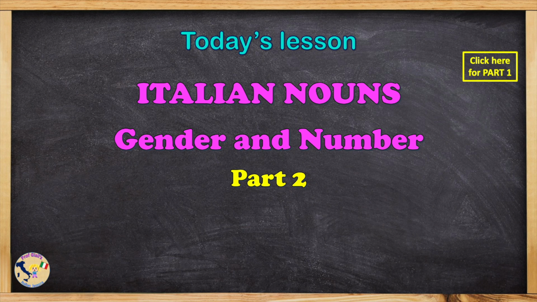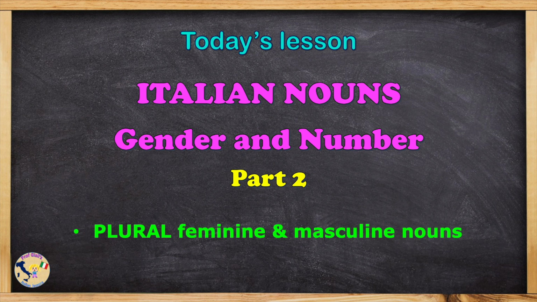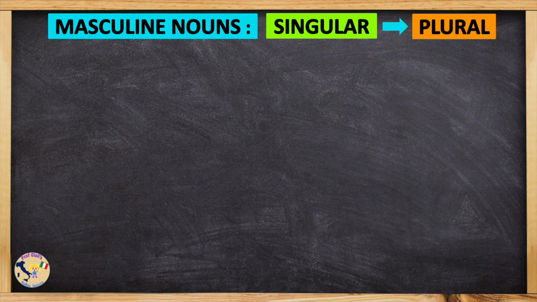In last week's video, we looked at singular Italian nouns and definite articles. In today's video, part 2, we are going to focus on plural feminine and masculine nouns and plural definite articles. Let's first look at how to convert masculine nouns from singular to plural.